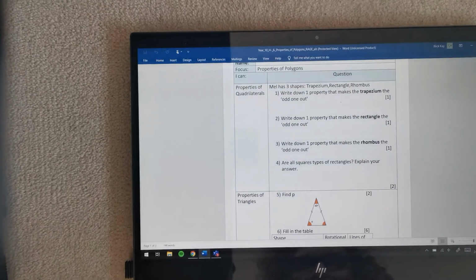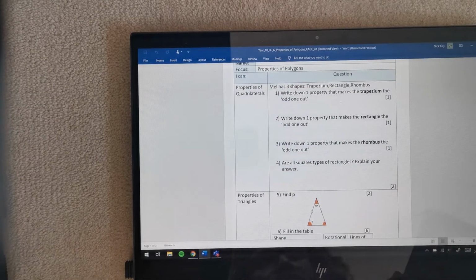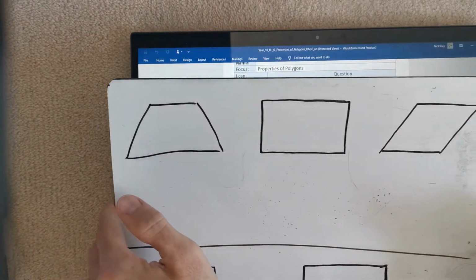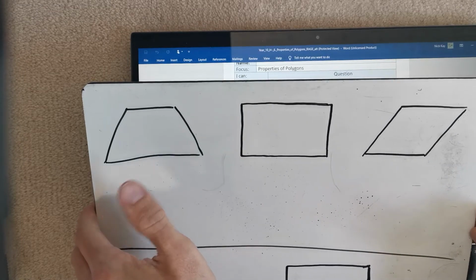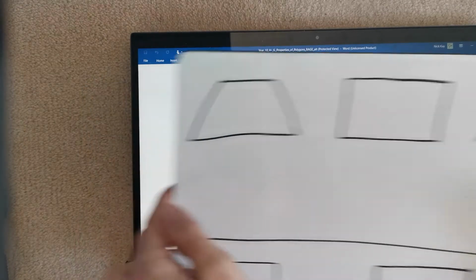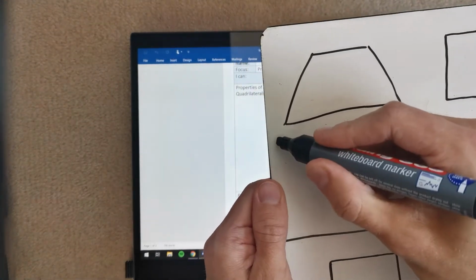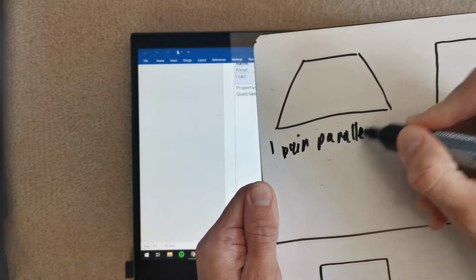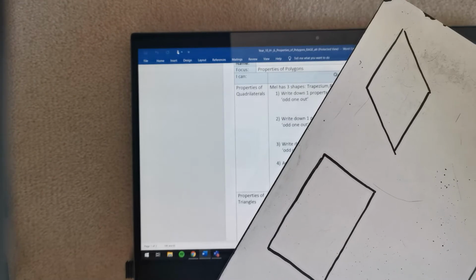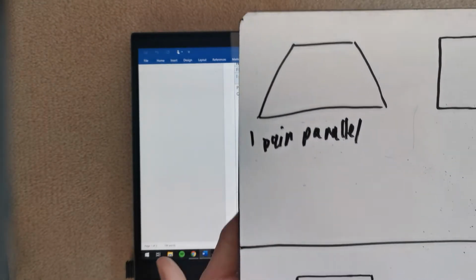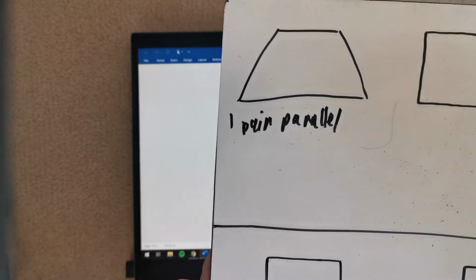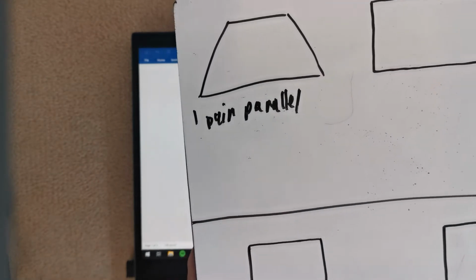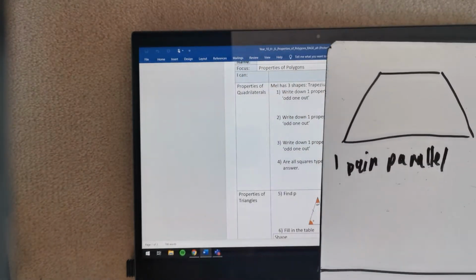Okay, number one, write down one property that makes the trapezium the odd one out. Have a look at them, have a compare of them, and see how they're different. First of all, you could say for the trapezium that it's only got one pair of parallel sides, whereas the others have two pairs of parallel sides. What else could you say? You could say that this has two obtuse angles and two acute angles. Not always the case with the trapezium, but for this one, it is.